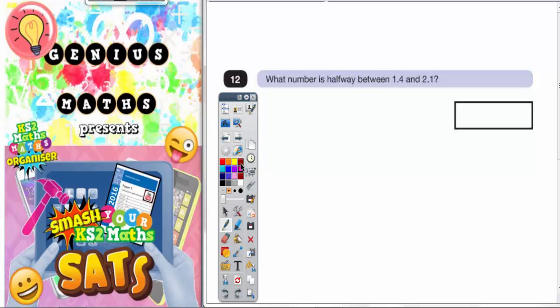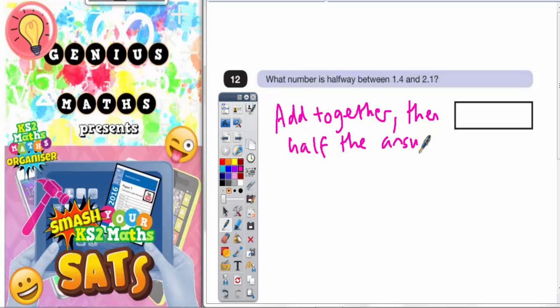Question 12. What number is halfway between 1.4 and 2.1? Now there's two different ways you could do this. Way number one is to add both numbers together, then halve the answer. And that would give you halfway between the two numbers, and that will always work.